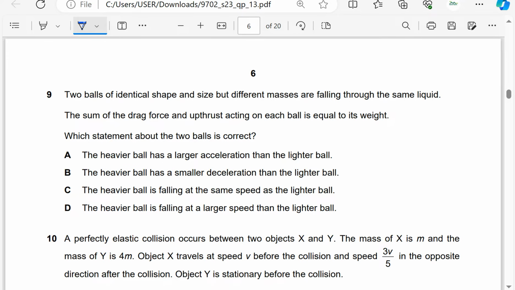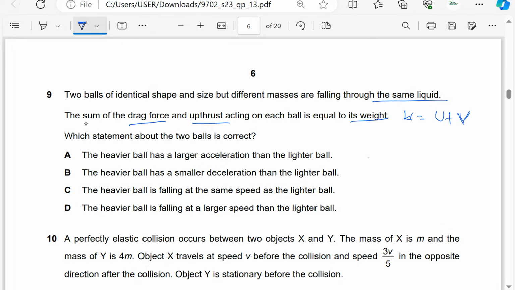Two balls of identical shape and size but different masses are falling through the same liquid. So that means they are falling through the same density. The sum of the drag force and upthrust acting on each ball is equal to the weight. In other words, weight is equal to the upthrust plus the drag force, which is the viscous drag V. Which statement about the two balls is correct?